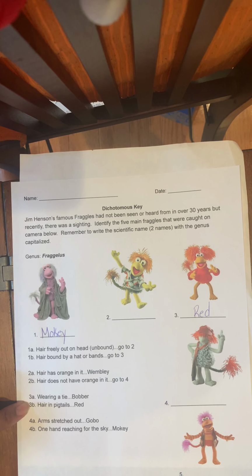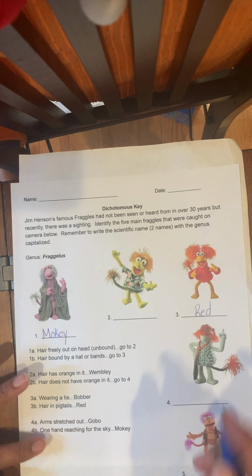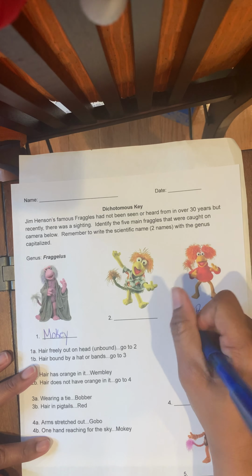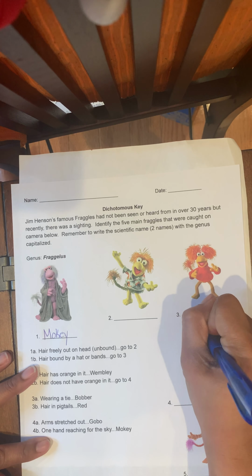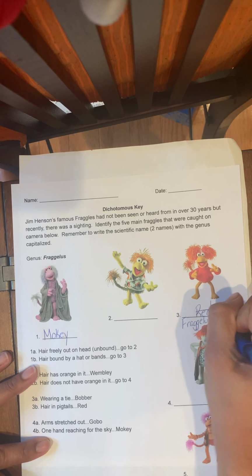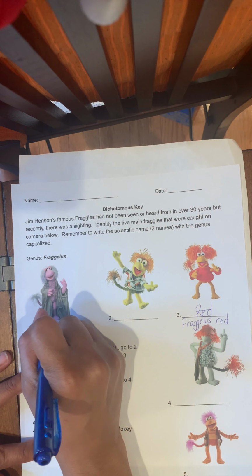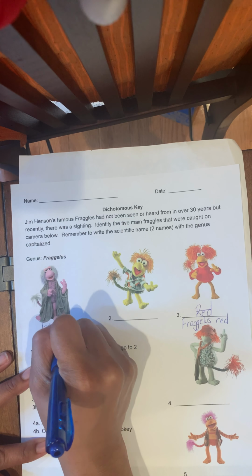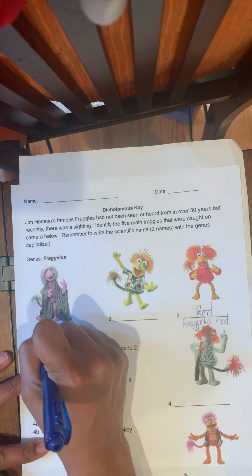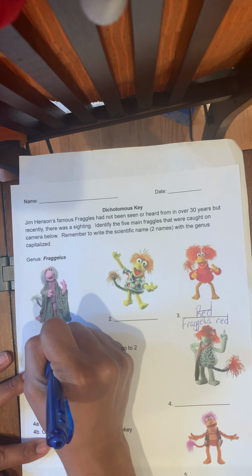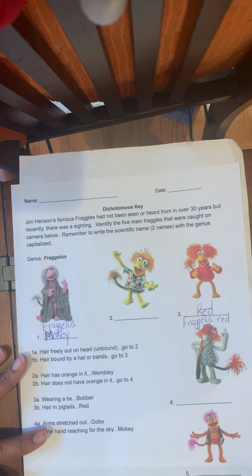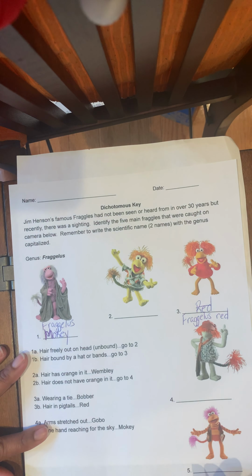Now, what did I forget to do here? Right, scientific names. So it should say Fragilis, the capital F, red with the lowercase r, and Fragilis, and the Mookie should be lowercase. Okay?